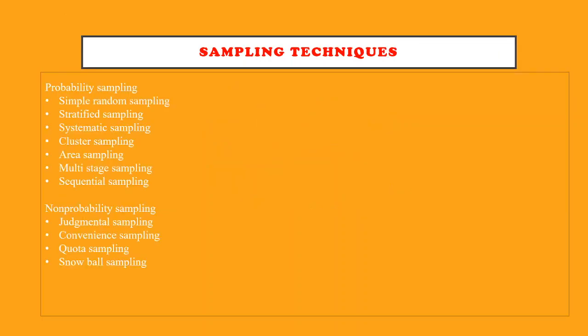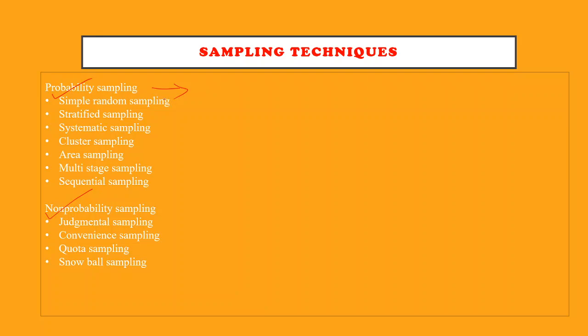Now we will see the sampling techniques. There are two types of sampling techniques. One is probability sampling and second one is non-probability sampling. Probability sampling means what? It is a technique in which all units in the population have a known chance or probability of being selected for the sample. So this is a random sampling. That means all the units in that population have an equal chance of being selected. Okay, that is what probability sampling.